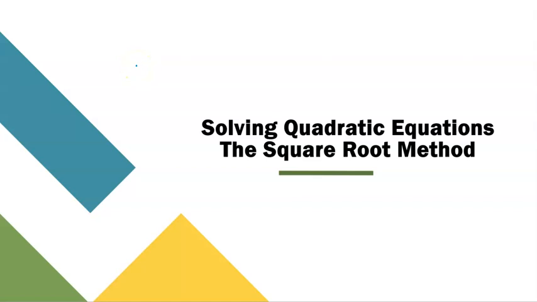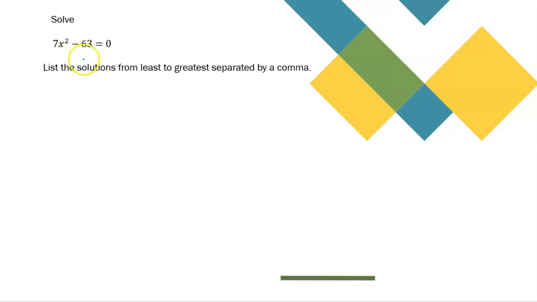Alright, welcome to solving quadratic equations using the square root method. The first question: solve 7x squared minus 63 equals 0. We are supposed to list the solutions from least to greatest, separated by a comma. So the goal here is to isolate x squared.